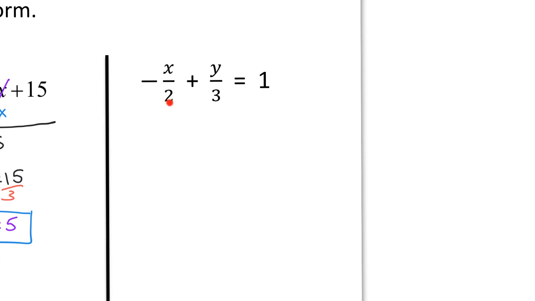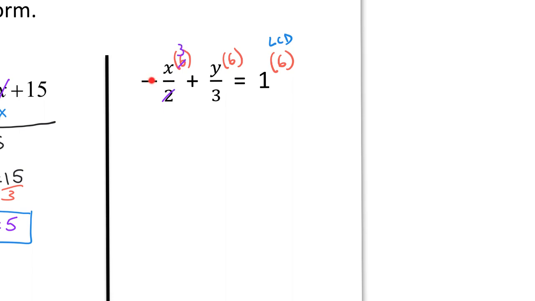But right now, the lowest common denominator for 2 and 3 is 6. So I'm going to multiply each fraction by 6. So this one by 6, this one by 6, and this one by 6. I'm going to put here LCD so you remember that's the lowest common denominator. I'm going to cross simplify. So 2 goes into 6 3 times.